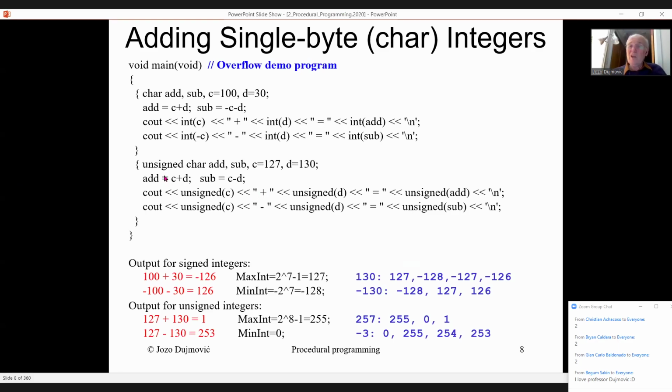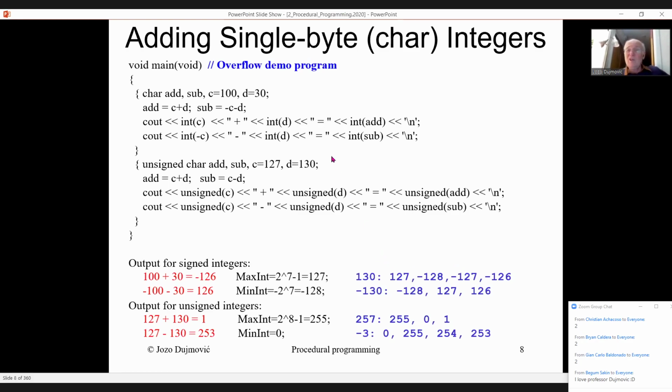If you work with unsigned integers, so you say unsigned character, add, subtract 127 and 130. So if I want to add or subtract these things, I get that 127 plus 130 equals not what I want to get, 257, but I am going to get 1. And here I have 127 minus 130 is plus 253. So you can see from these rings here how this happens.